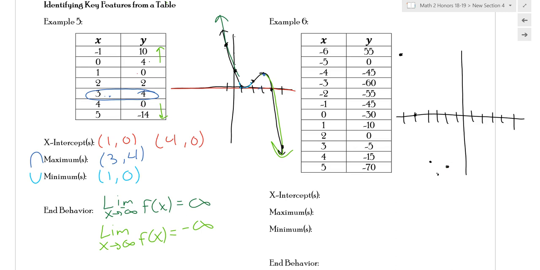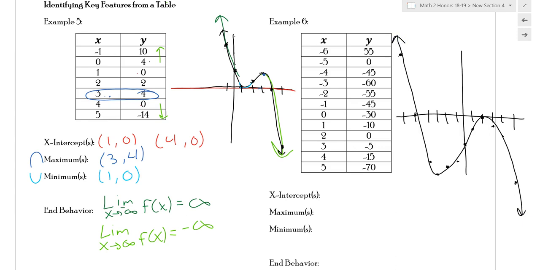Negative 45, so up a little more. Negative 30, up a little more. Negative 10, up a little more. 0. Then negative 5, down a little bit. Negative 15, down a little bit. Negative 70, way down. So again, all I'm doing is deciding is it going up or down from that point, and then just connecting everything.